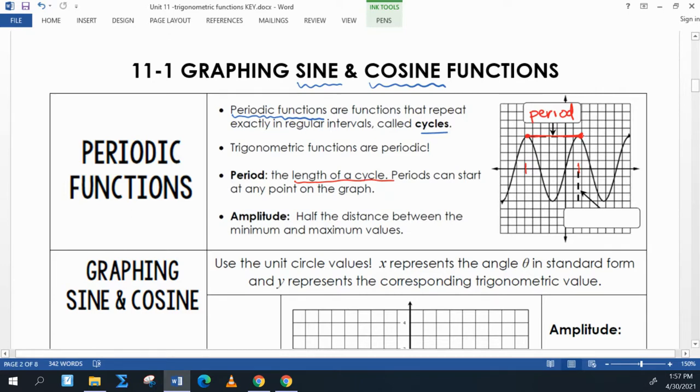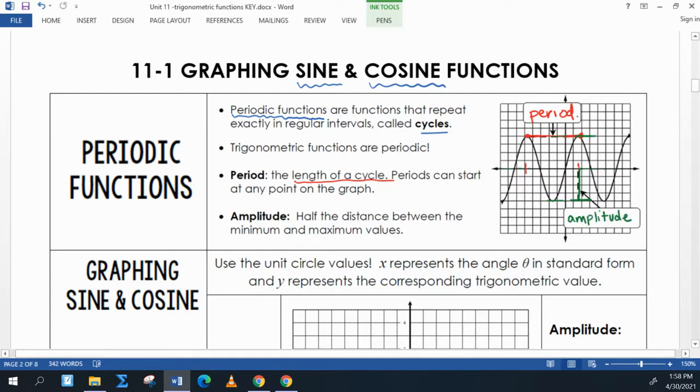Now the amplitude, let's change colors here. The amplitude is going to be a y value. It's half the distance between the maximum and the minimum values. Let's come over here, because this is where they did it. They just took halfway in between. Since it's 4 to the midline, and our midline is always going to be 0 (in this class, it's not always 0, but ours is going to be), you could just count that distance, which is 4. That's what we call the amplitude.